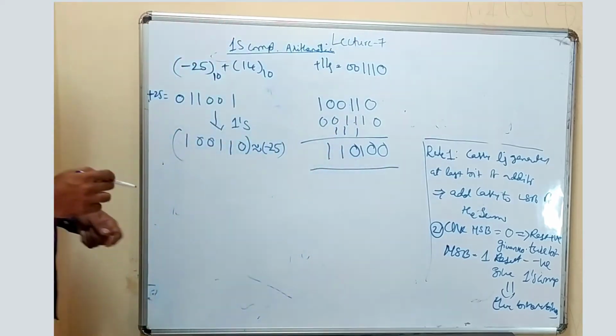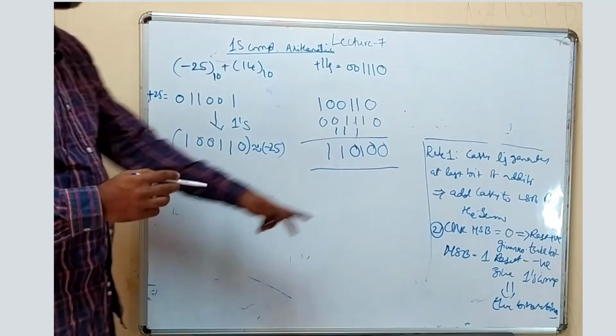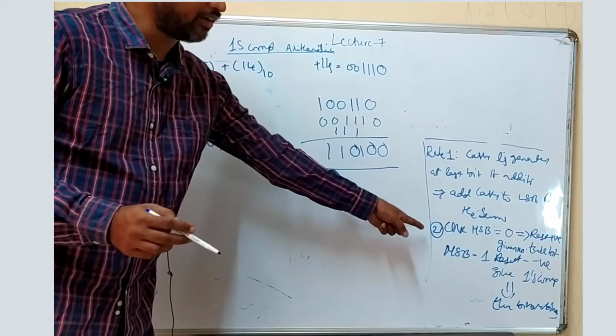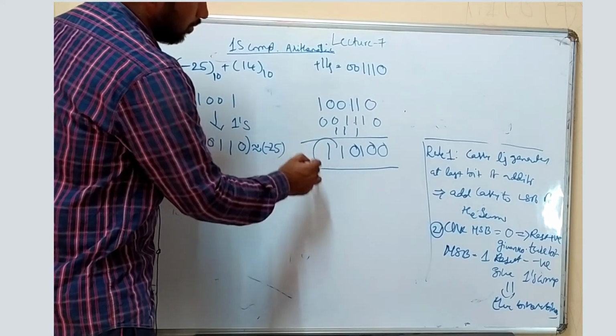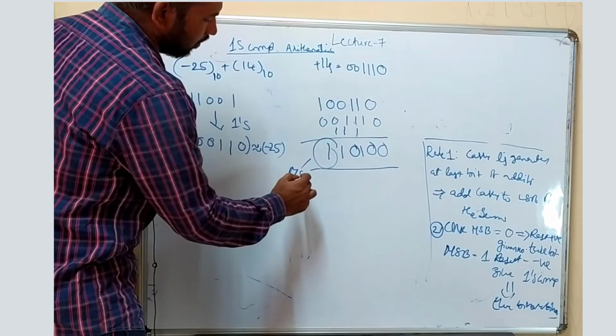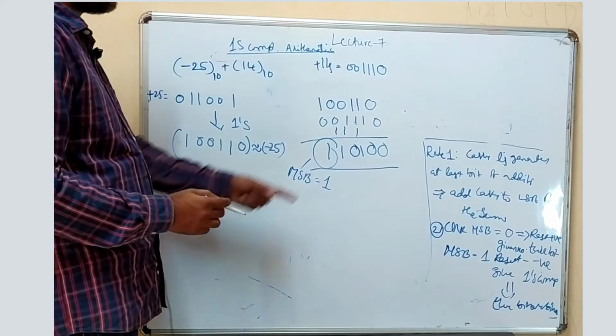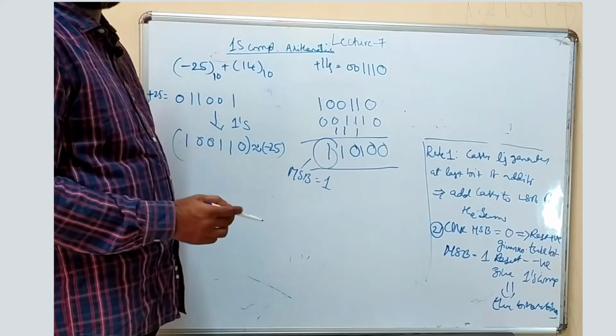Now if you look here, our rule 1 is not applicable because there is no carry generated in this case. When the carry is not generated, we will look for the MSB bit. Your MSB bit is 1. That means the result is negative, and the obtained result is in 1's complement form.